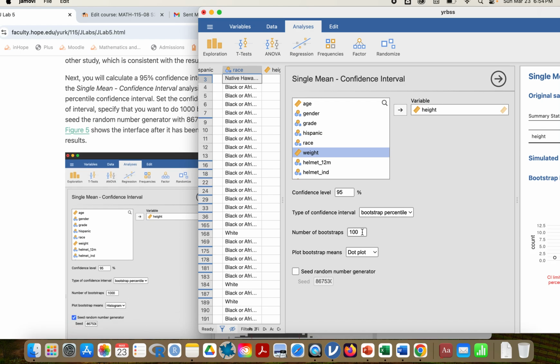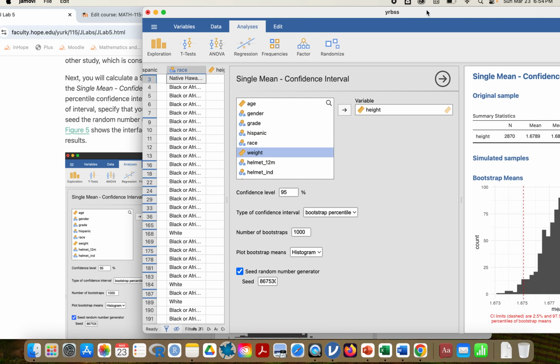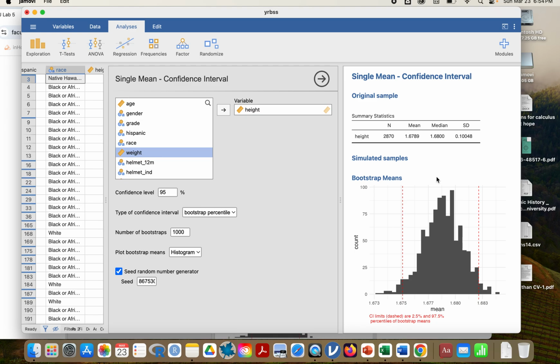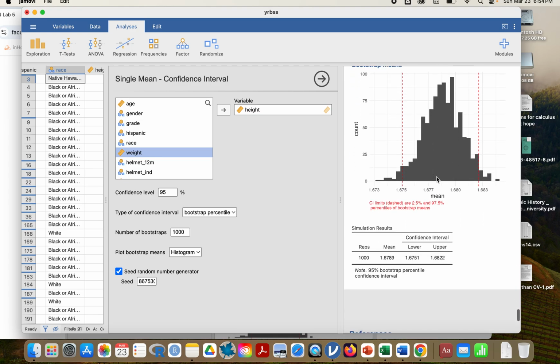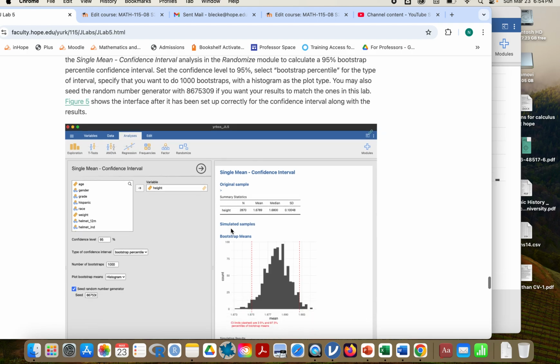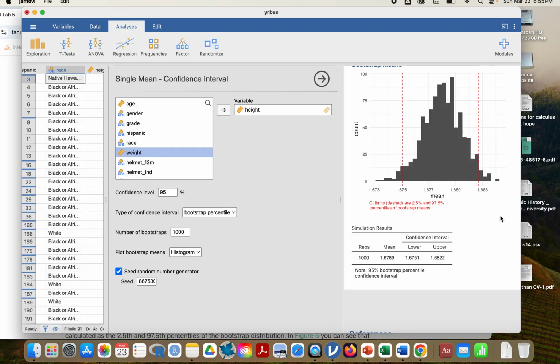Yes, they want 1,000. Generally when you're doing 1,000, you're going to want to use the histogram instead of the dot plot. It doesn't look as clean. Then make sure this says bootstrap percentile. And we're going to set the seed so that our values match the values you would get when looking at the information in the JLab description. So these values match our values here. Our lower is 1.6751 and our upper is 1.6822.